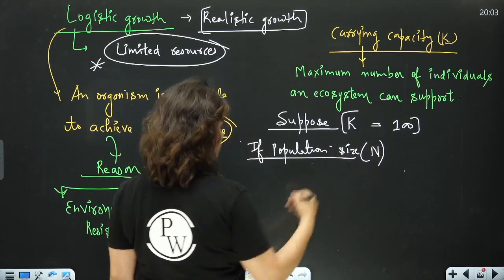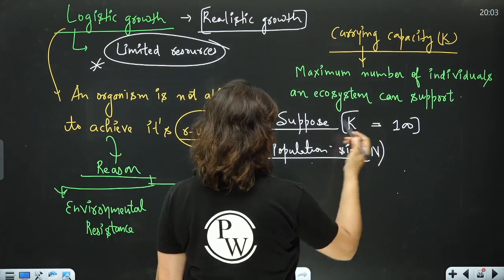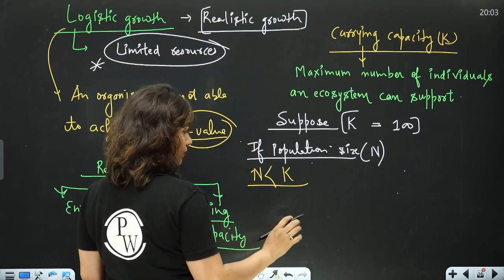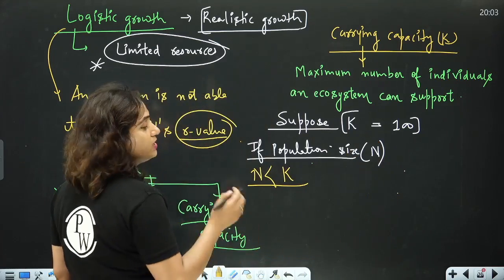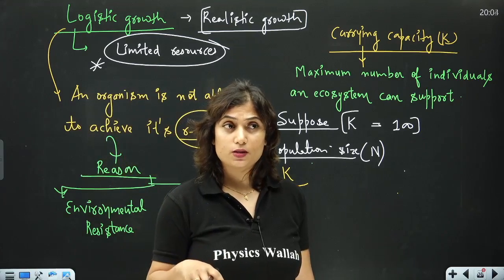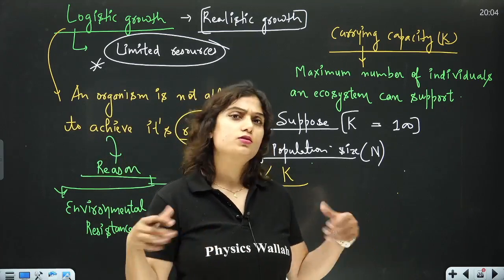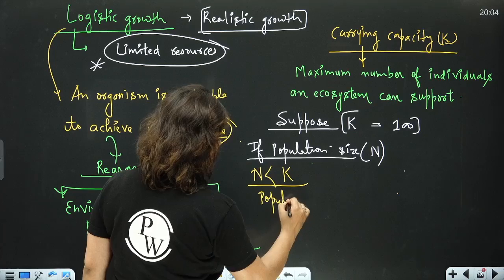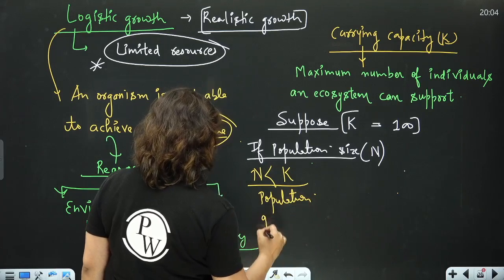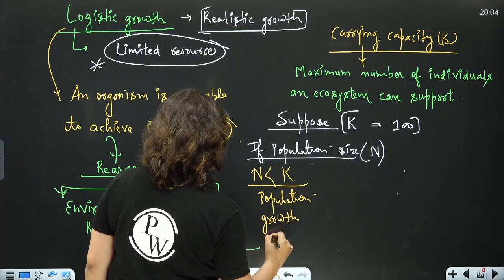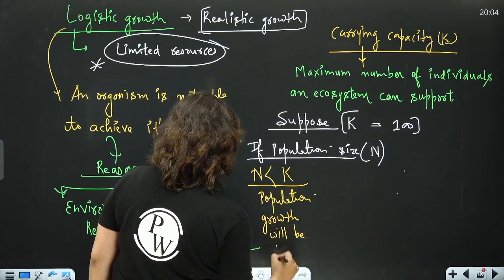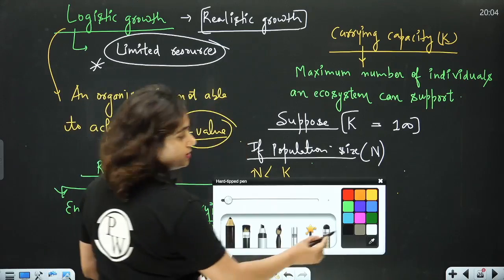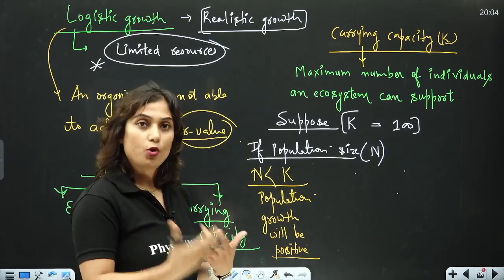So if I'm taking population size as N and the carrying capacity as K, if N is lesser than K, that means the individuals present in the ecosystem are less than 100. So the ecosystem will support them, so population growth will occur. Population growth will be positive because the ecosystem can adjust more individuals.